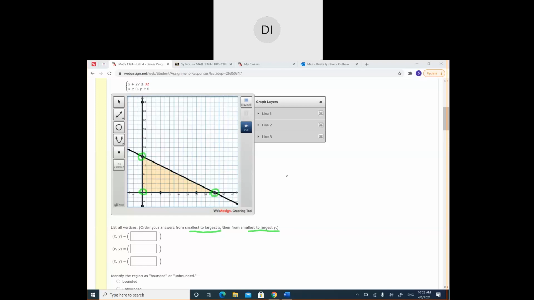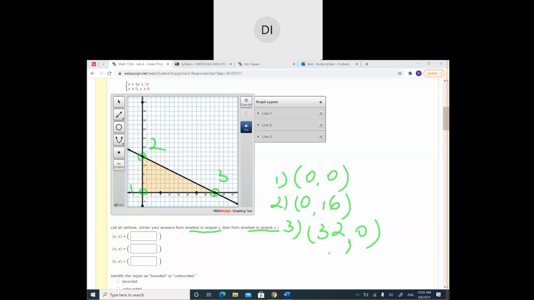So let me write it first. One of them is 0, 0, right? The other one here is going to be 0 and 16. And so you have the first, the second, and the third. I'm just going to write them here, and then you're going to see which one is going to go first. And the third one is 32 and 0. So these are the three vertices. These are the three points which describe the area of the shaded region of this system of inequalities.